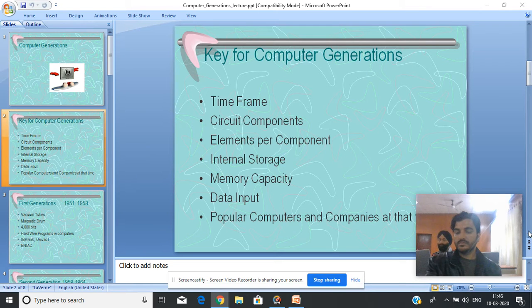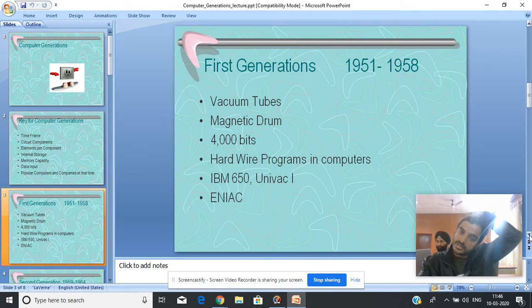So I'm starting from first generations. First generations started 1951 to 1958. In that generation, vacuum tubes are used, as these tubes are large in size and make the computer size bigger. And magnetic drums, hardware programs in computer. In that era, no high level language was introduced. In that era, only machine level language are used for programming. And the UNIVAC, IBM 650 and ENIAC are the most popular computers in that era.